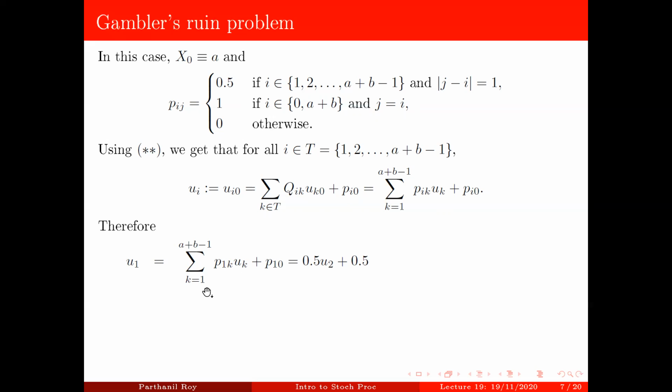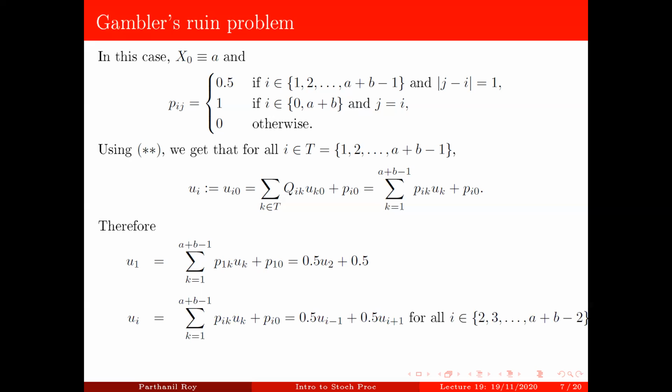But note that here we are only considering the transitions to another transient state. We are only considering k from 1 all the way up to a plus b minus 1. So therefore, the only contribution in this sum will come from k equal to 2. So if k is equal to 2, then this is P12 times u2, and P12 is just 0.5. So this entire sum, the only contribution is coming from the case when k equals 2, and therefore we'll get that u1 is 0.5 times u2 plus 0.5.